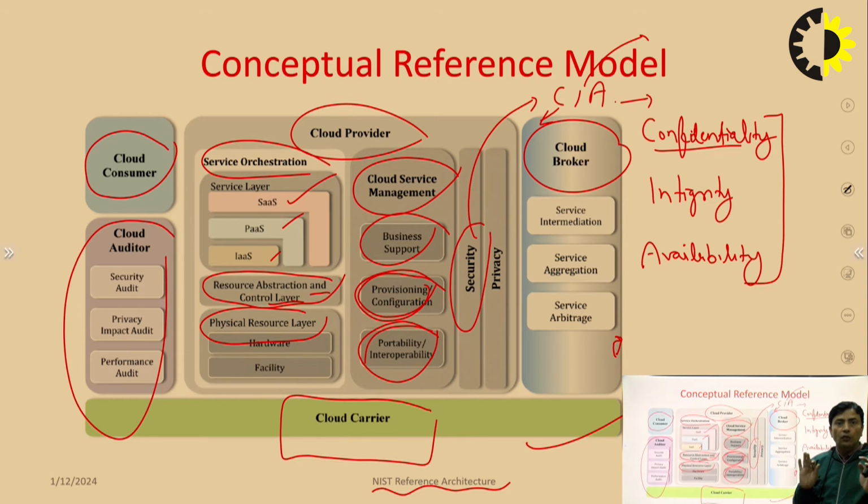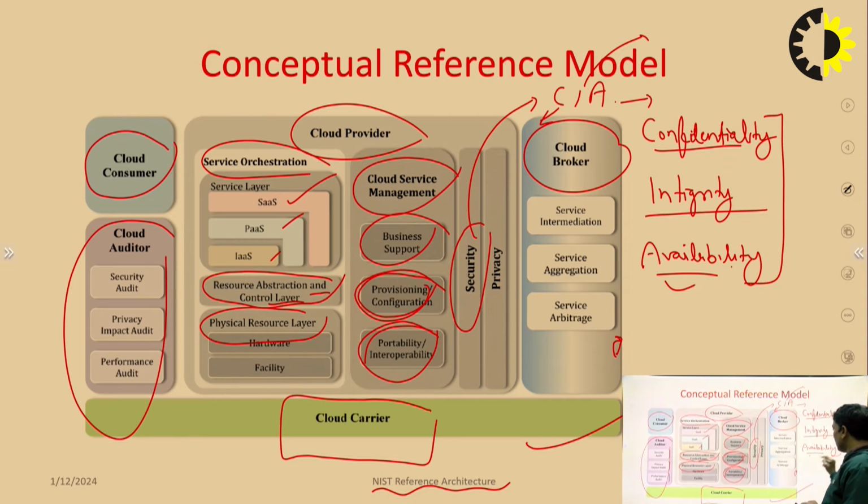Confidentiality: data should be confidential, should be private, that cannot be disclosed, or an illegitimate user cannot access the data. Integrity means you are ensuring the genuineness of the information or data, that it is original. That means the data provided by the particular vendor is the same data received or used by the consumer. There is no alteration or modification in the communication. So this is the process of integrity.